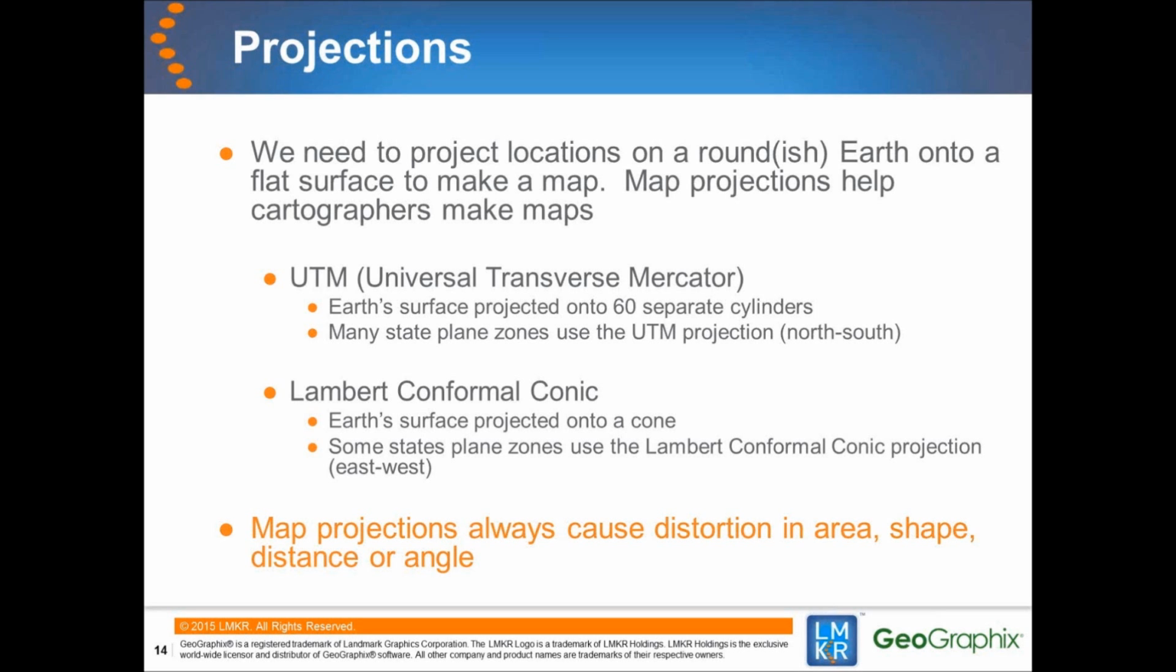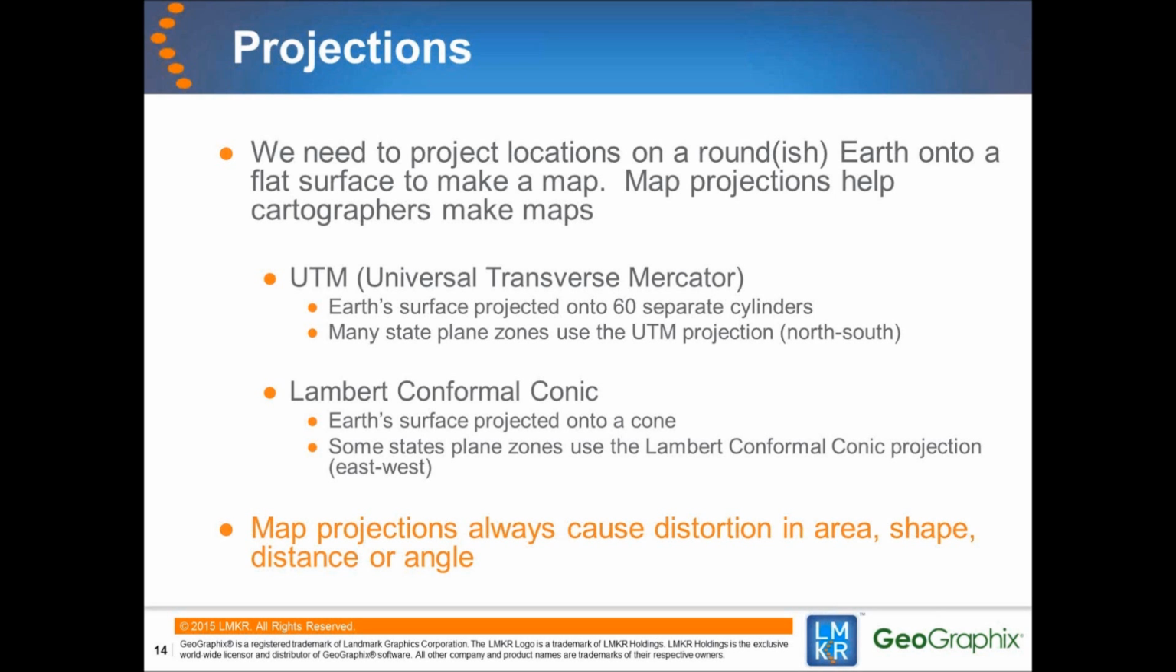Map projections help cartographers do this. And there are a couple of projections that are really commonly used in North America. One is the Universal Transverse Mercator projection, where the Earth's surface is actually projected onto 60 different cylinders or zones. So those are the UTM zones. And many of our state plane zones use a UTM projection. Those states that are longer north-south than east-west tend to use the UTM projection.